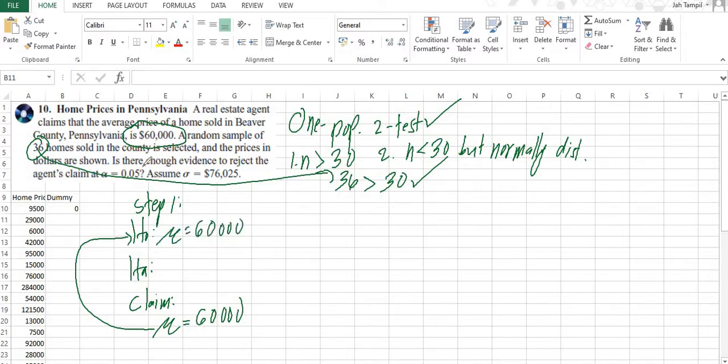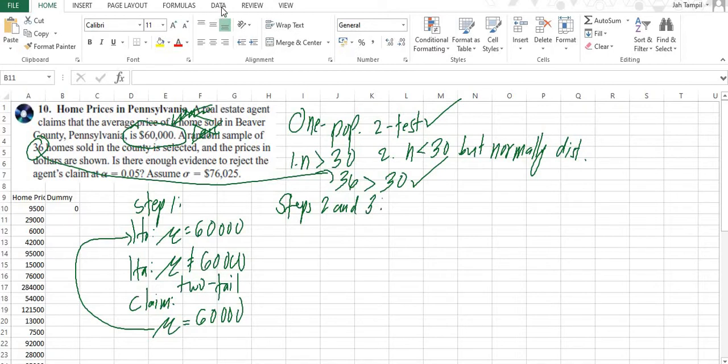And since we are asked, is there enough evidence to reject the agent's claim, and there's nothing stated whether it's more than or less than, then our alternative hypothesis shall only be the mean is not equal to $60,000. And with that, we can say that this is actually a two-tailed test. So now we shall do our steps 2 and 3 because that is the one we do with Excel.